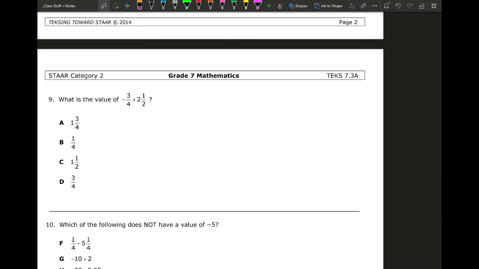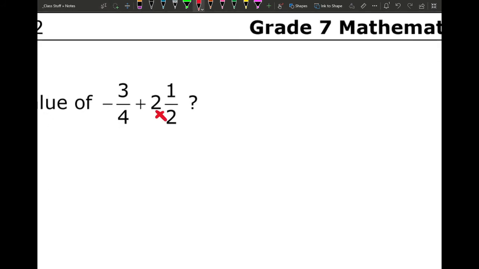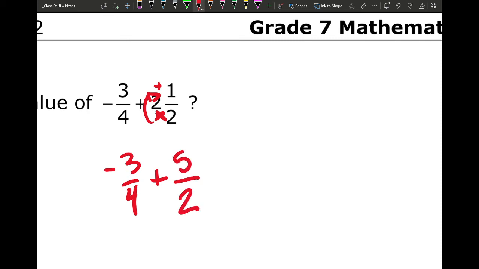Number 9, we have, again, addition of two fractions. One of them is a negative fraction, the other one is a positive mixed number. So we're going to do the same thing. In this case, first, we have to walk around Texas, multiply, then add to write my new fraction. So it's going to be negative 3/4 plus 2 times 2 is 4 plus 1 is 5. Denominator stays the same.